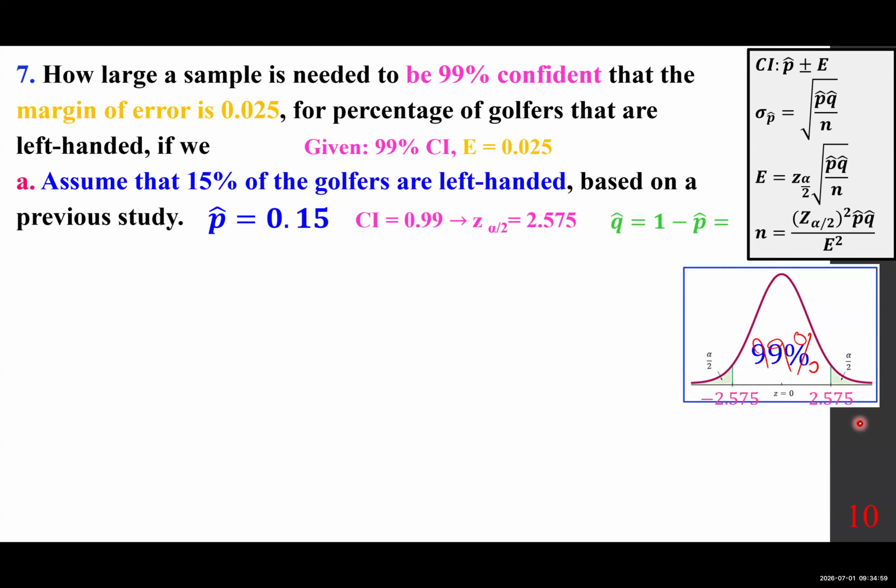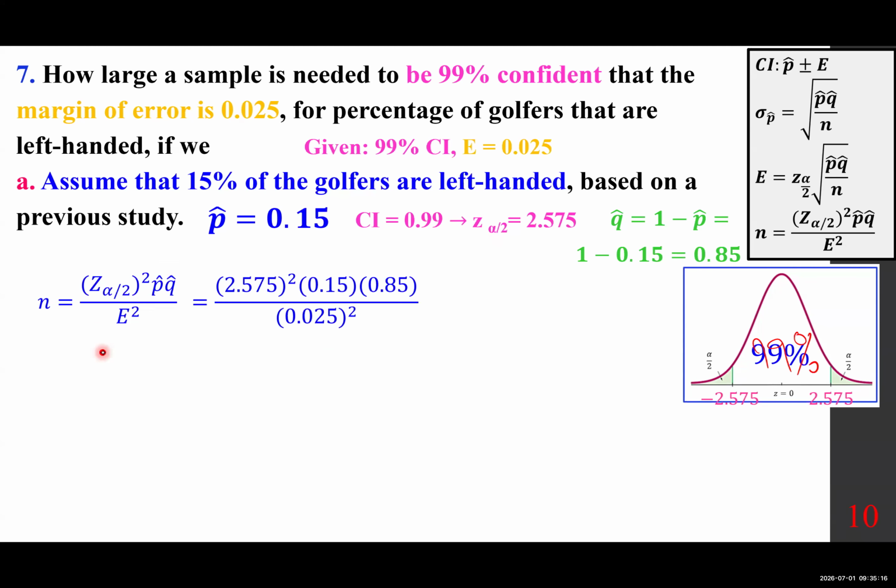Let's plug in. Of course, Q hat is 1 minus P hat. So 15%, 1 minus that is 85%. Plug it into this formula. You have everything. You have the Z, you have P hat, Q hat, E. Put them in. Now be very careful. This is sometimes where students make a mistake. They forget to square that and it messes everything up.